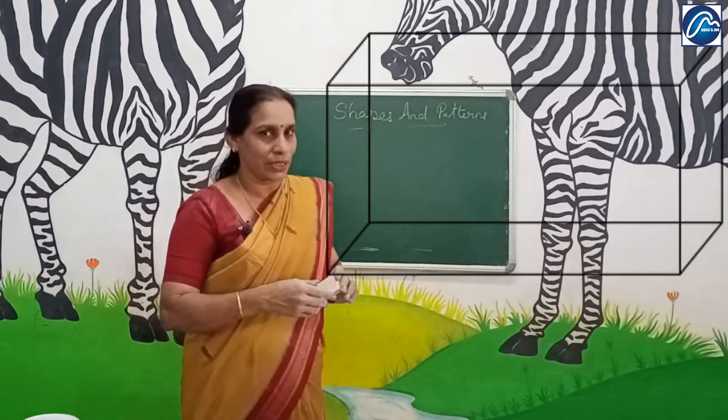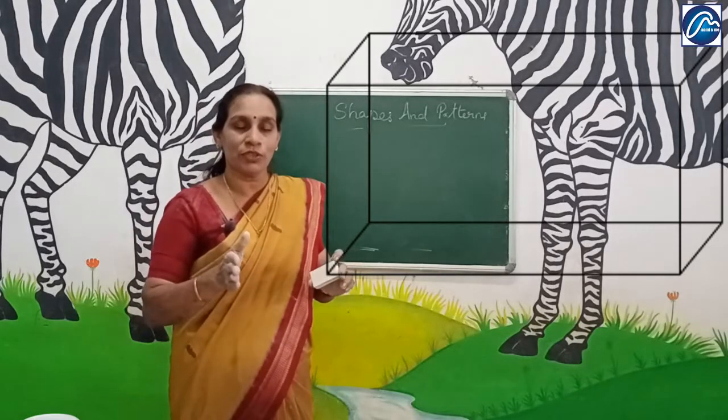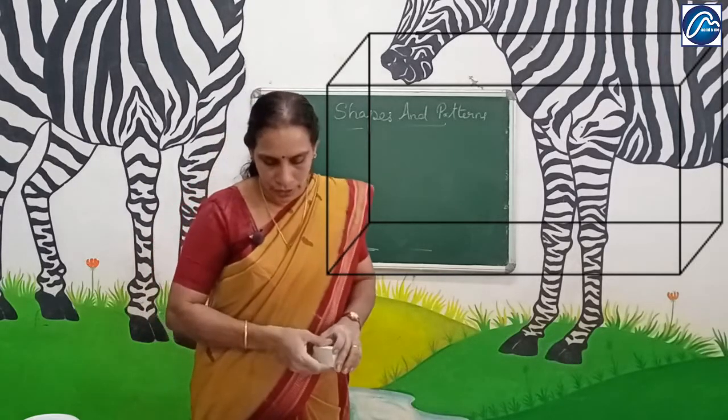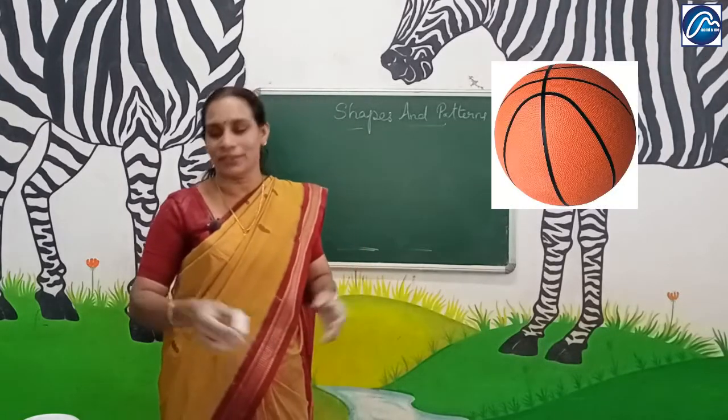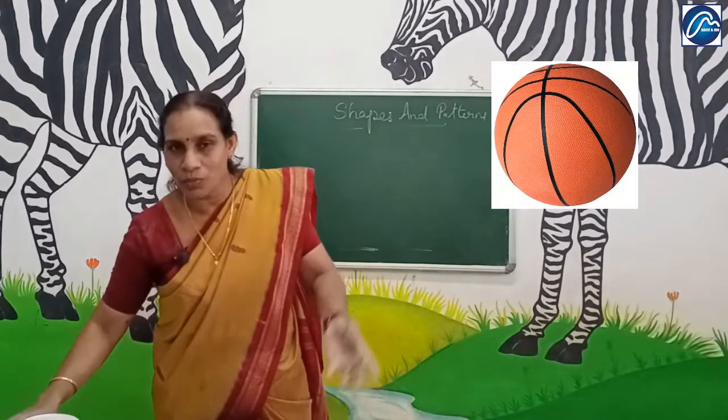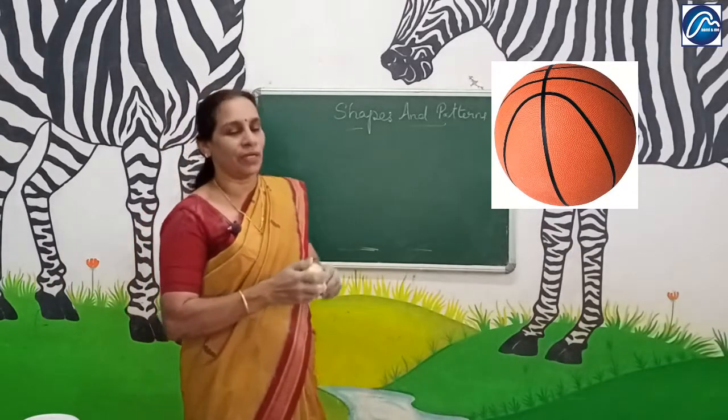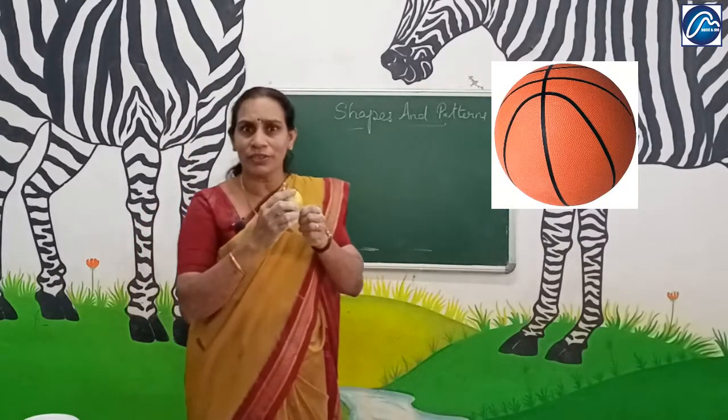Match box. Match box is also a cuboid. And what are we calling this? You have an example, this keyboard. Keyboard is an example. And this is also an example for sphere.